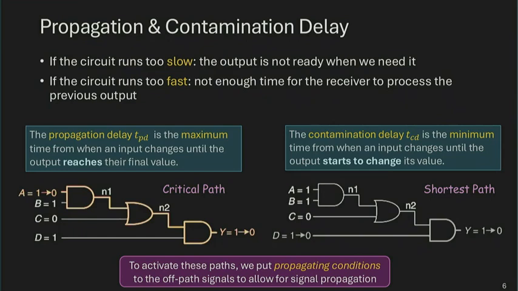that input. So when you are selecting this variable that can activate the critical path, the longest path in the circuit, we also need to set all the other input values to their propagating conditions. Right, for these gates, that's essentially the identity element, the element that allows the other signal to flow through the gate.